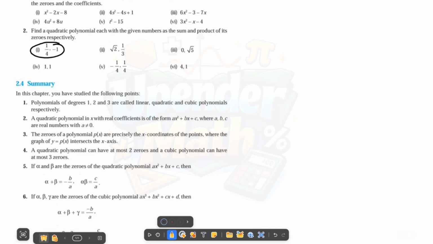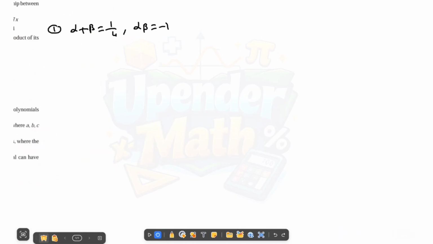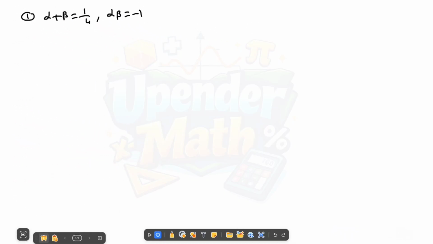If alpha and beta are the zeros of the polynomial, the sum of the zeros is given as 1 by 4 and the product of zeros alpha into beta is given as -1. So alpha is the first zero and beta is the second zero, the sum of the zeros is 1 by 4 and the product of zeros is -1. So we have to find the polynomial with these two things.